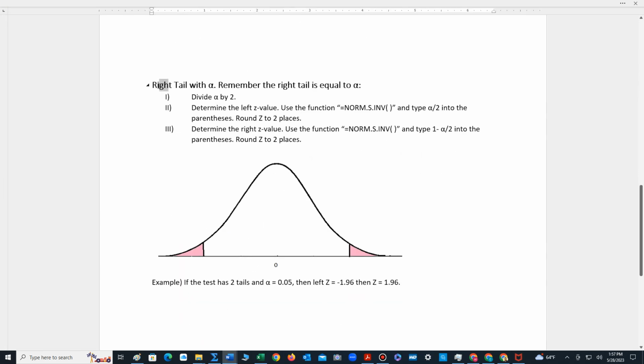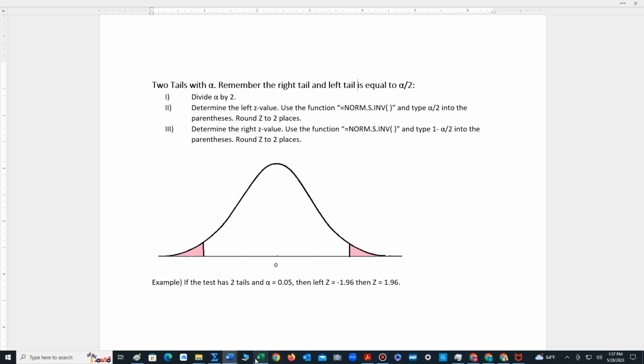So we have a two-tailed test, so it's 2 tails, and we're given alpha. So we have to remember that each tail area is half of alpha. So we'll say, remember that the right and left tail is equal to alpha over 2. So step 1, we need to divide the given alpha by 2. So if we look at our example here, we're given 0.05.